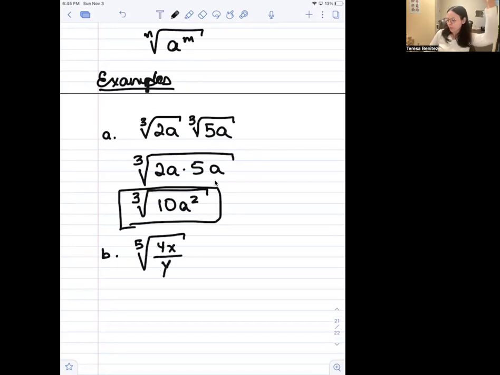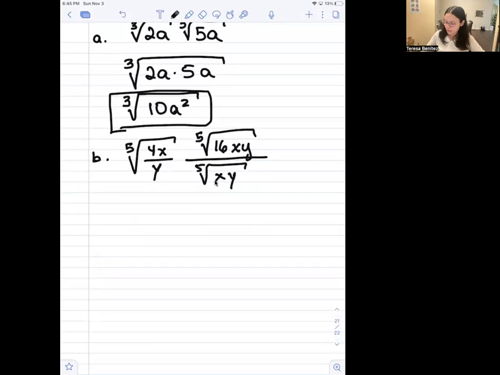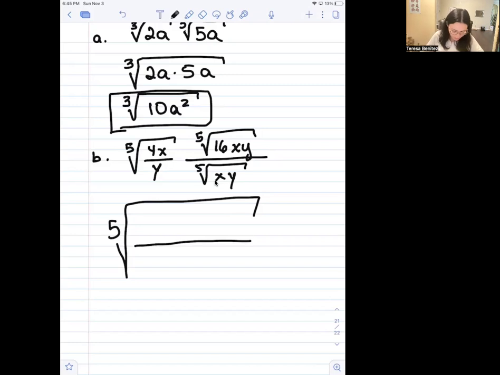And this is the pinnacle of the problem. With this we end. We have the 5th root of 16xy, and I have the 5th root of xy. Everything has a 5th root, so I can put everything that's in the numerator in the numerator, and everything that's in the denominator in the denominator. I'm going to combine everything because it all has the same index. The index is 5 for all 3 of these radicals, okay?